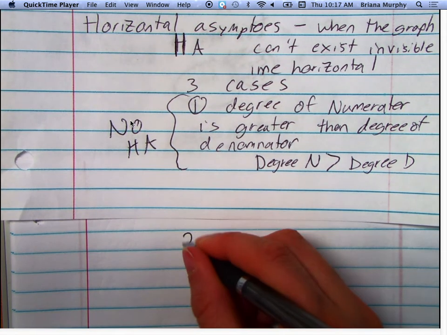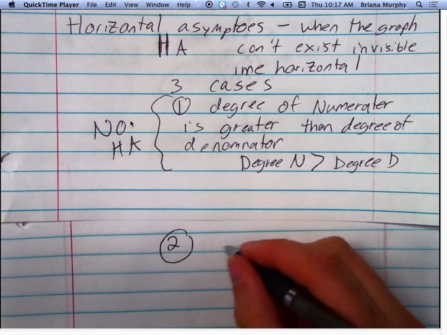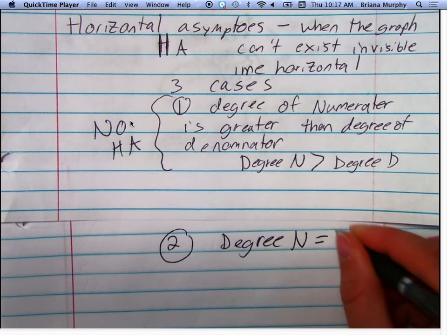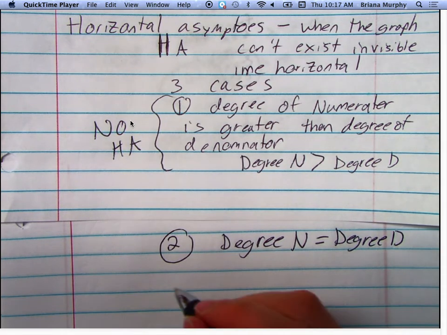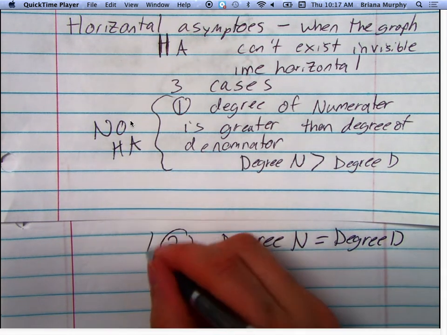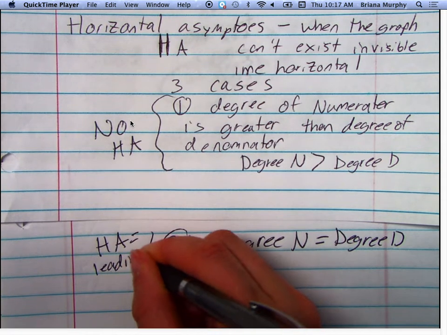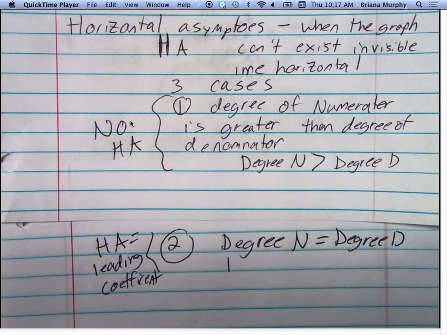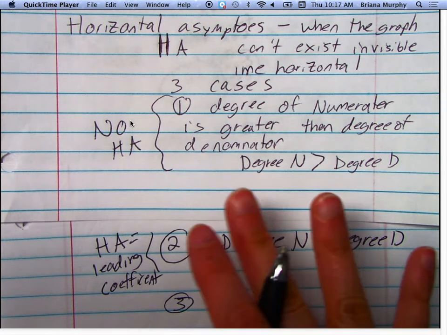Case 2, the degree of the numerator is equal to the degree of the denominator. Then, horizontal asymptote equals the leading coefficient. Okay. Moving it up.